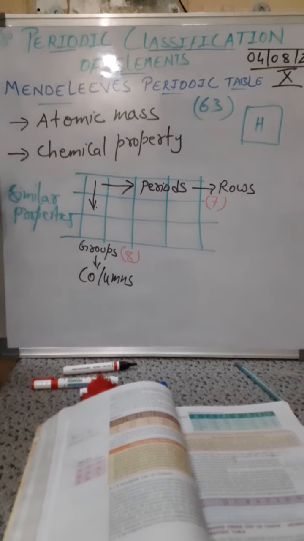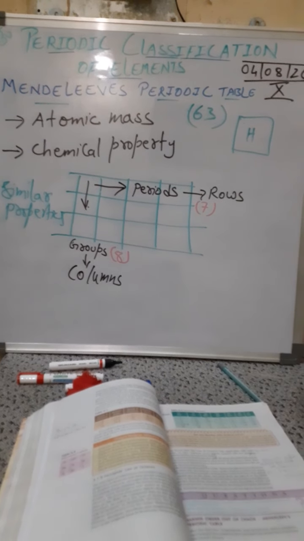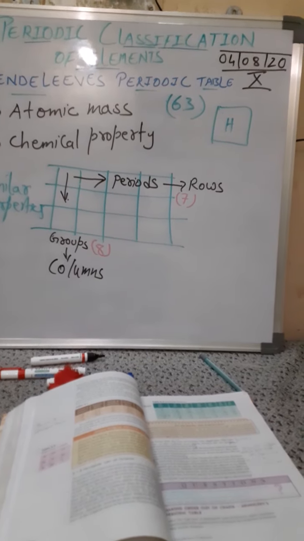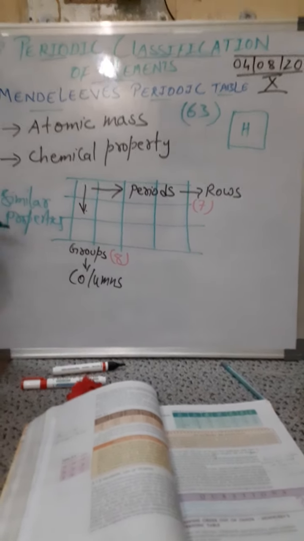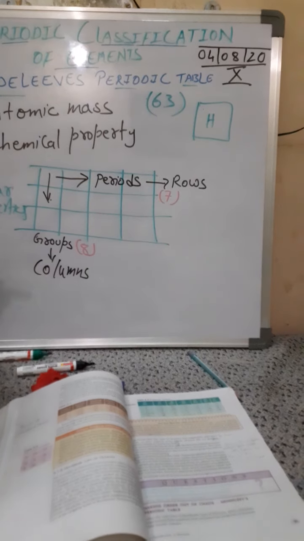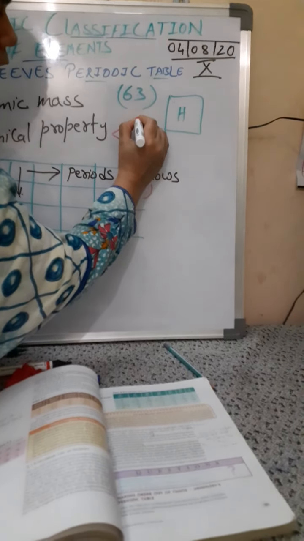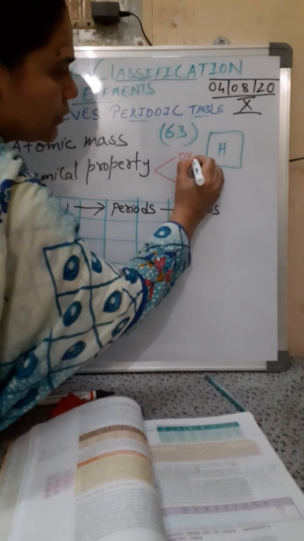Now coming to the second criterion. What was the second criterion? The second criterion was the chemical property. The question comes, what is that chemical property which Mendeleev took for his study? He mainly took two chemical properties: one, the reaction with oxygen, and the other, the reaction with hydrogen.